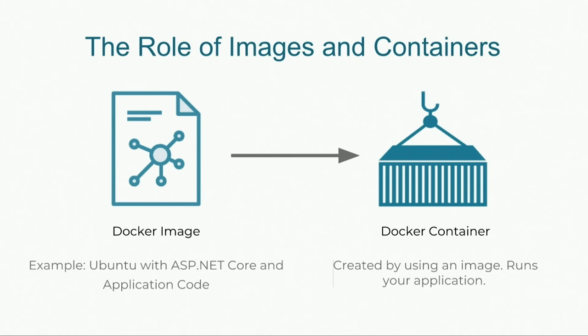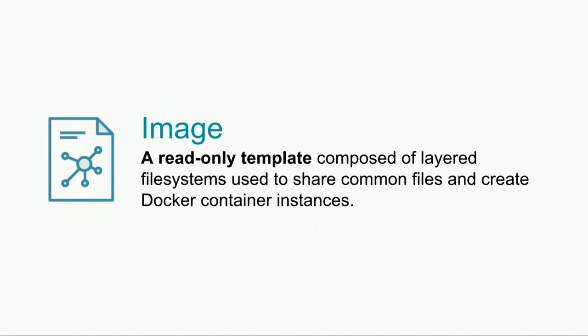Now, an image is basically a read-only template. It's a layered file system. Think of a chocolate cake, but without the frosting on top yet. That would be an image, and it's not a VM. A lot of people say, oh, Docker's just like VMs.